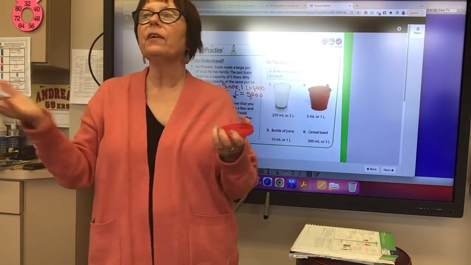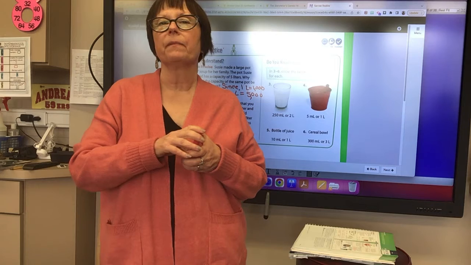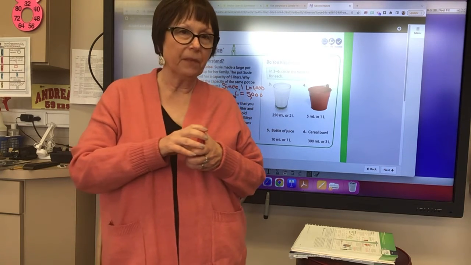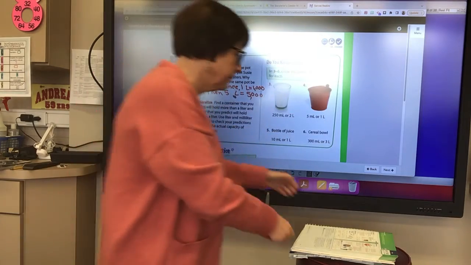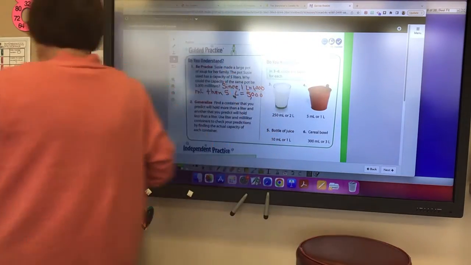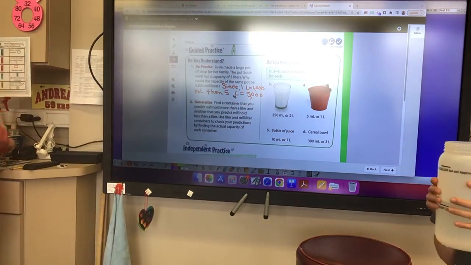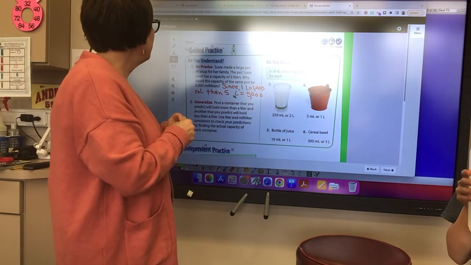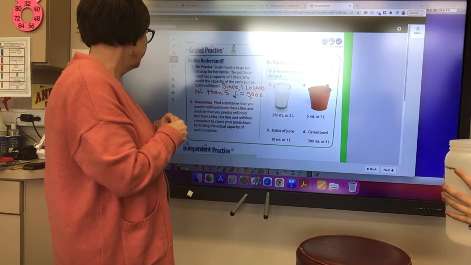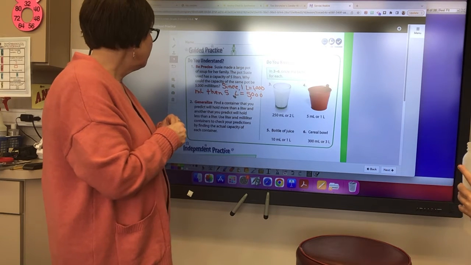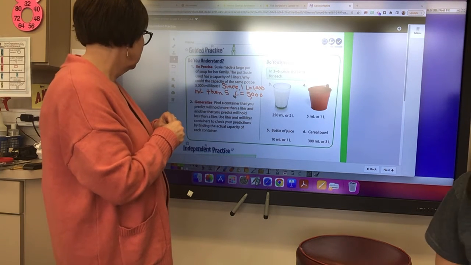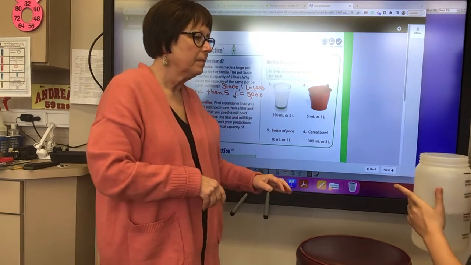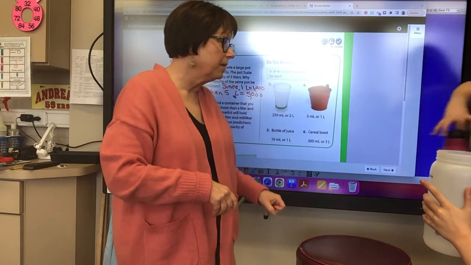Where's Maddie? She just had to dump out her water bottle. She's dumping it out. Okay, there, she's back. So come to the front of the room, Maddie, with your water bottle. So we want to see if that will hold more than a liter. So put it right here. We want to see if that will hold more than a liter.